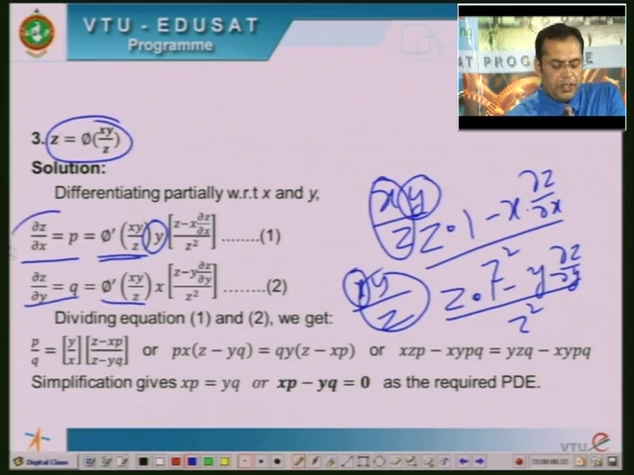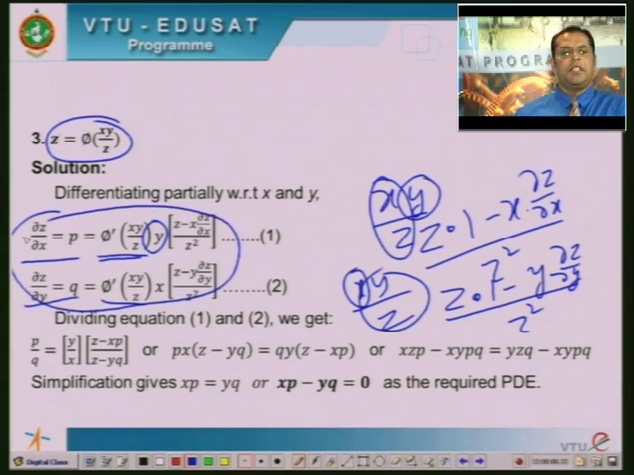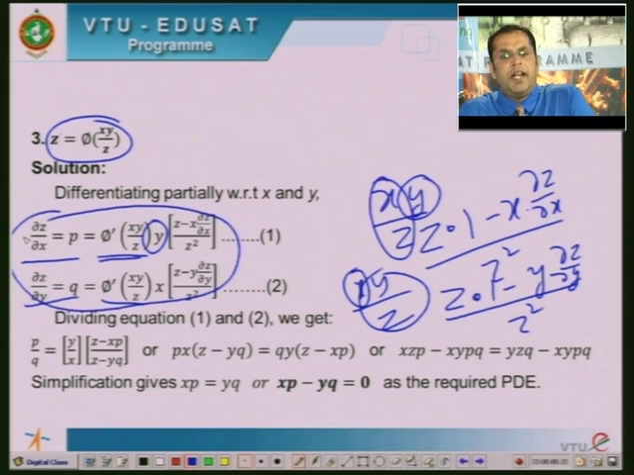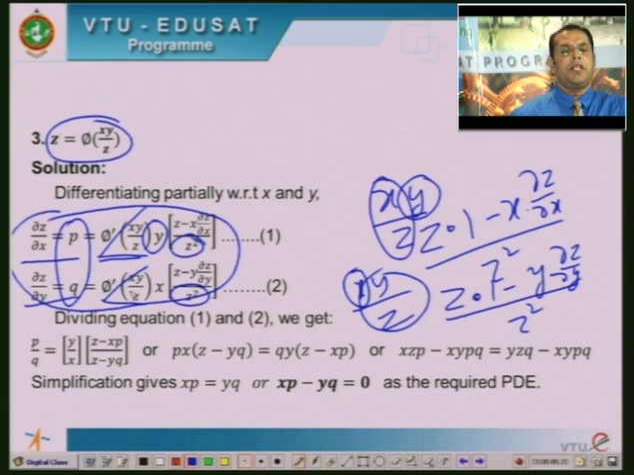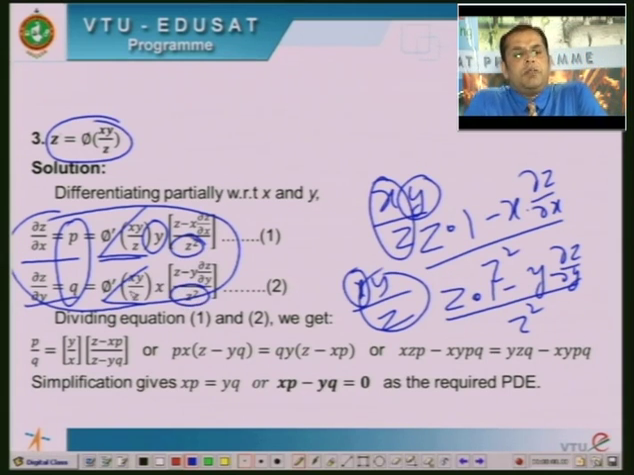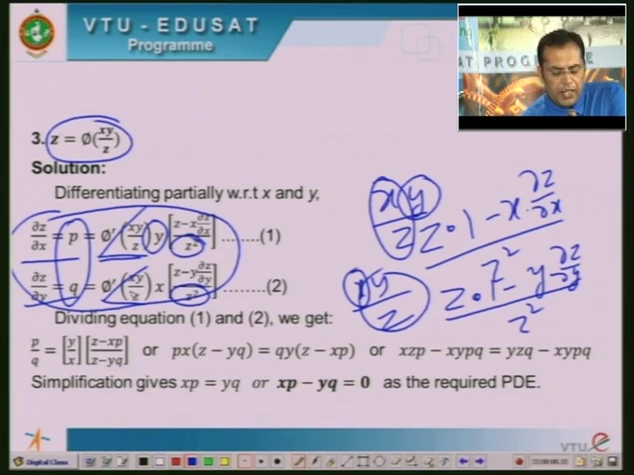So, as we did in the previous two examples, just divide these two expressions for the required PDE. So, dividing equations 1 and 2, we get left hand side you have p and q. So, p by q, right side phi dash term cancels, these two are separate terms, you get y by x into this expression. When you divide these two expressions, the denominator z square term cancels, leaving you z minus xp in the numerator and z minus yq in the denominator. That is written here.